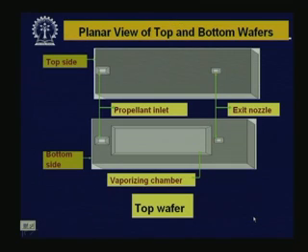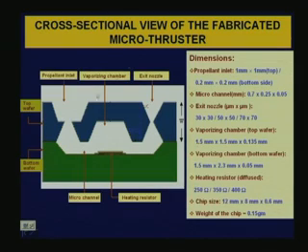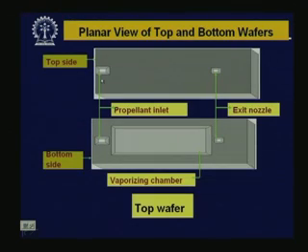So that is what we have fabricated in our laboratory, and you can see the cross-sectional view of the top and bottom wafers. This is the top wafer, top side. This is one chamber, this is the propellant inlet, this is the exit nozzle. In the planar view of the top wafer, top side, you can see the propellant inlet and the exit nozzle, and the same top wafer on the bottom side looks like that.